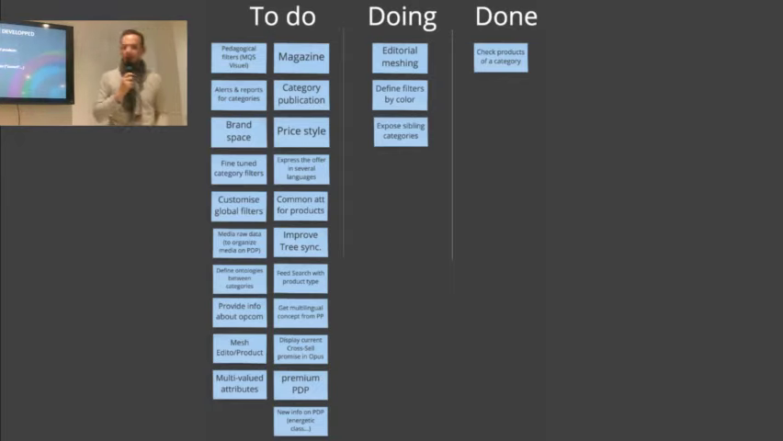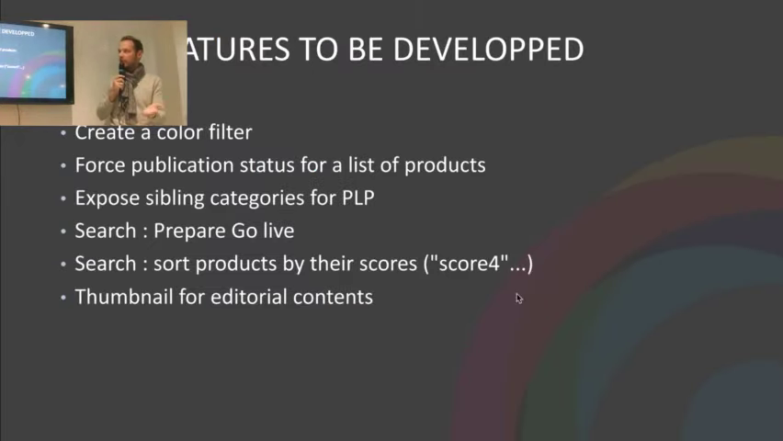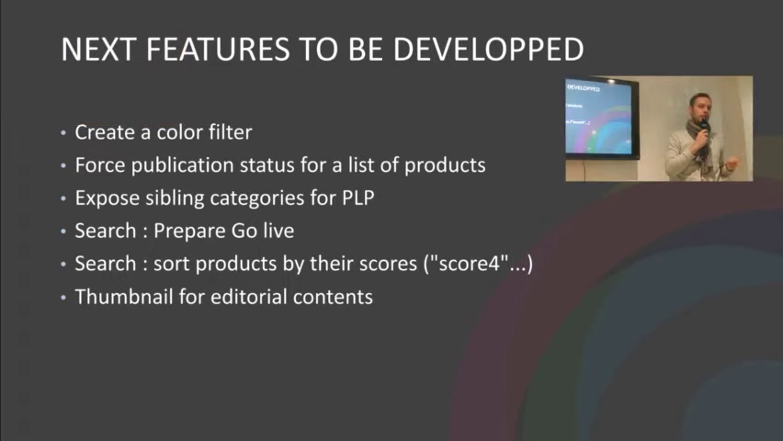About the next features to be developed: the color filter indeed, and forcing the publication status of a list of products. This is more of a Leroy Merlin France related topic, because we want to be able to handle all the categories, and we need some products that are not published, so we need to force their publication. Then expose the sibling categories, which I just talked about. And prepare the go live for the search. There are some tests and so on, but it's on a good way.